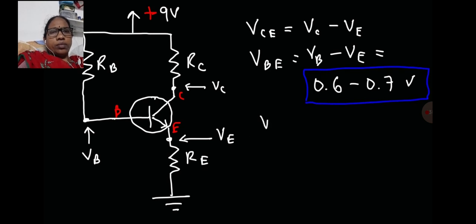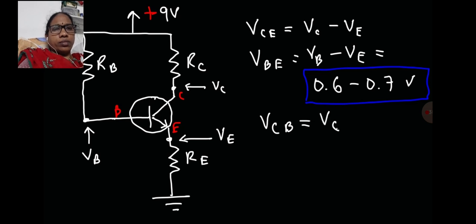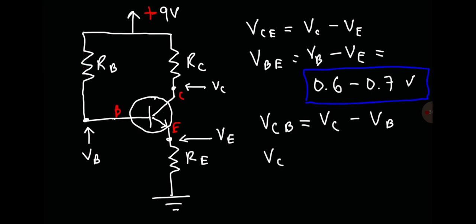The last one you need to be familiar with is VCB. This is the difference between the potential at point C and the potential at point B. Now another one, which is quite different from the previous three, is VCC. This is the collector supply voltage. In this case, it's going to be positive 9 volts. It's basically what you see here. VEE, let me use capital E, is the emitter supply voltage. And in this example, that's the ground voltage, so that's going to be 0, which we really don't have to worry about for that circuit.